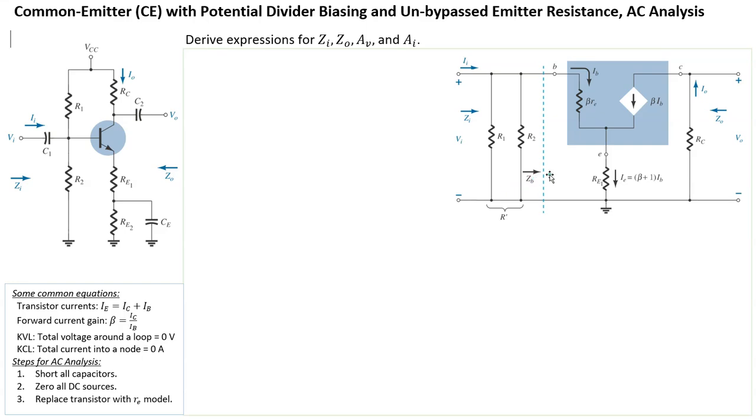So we need to work out what that is. The dotted line just simply means that's the interface between ZB looking into the rest of the circuit. So the base looking into the rest of the circuit. So that's what we got.